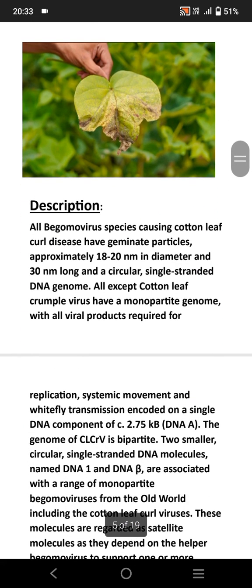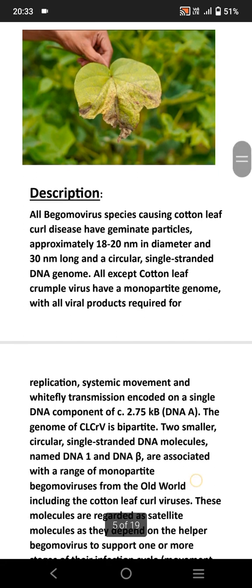Description of cotton leaf curl disease. All begomovirus species causing cotton leaf curl disease have geminate particles approximately 18 to 20 nanometers in diameter and 30 nanometers long and a circular, single-stranded DNA genome. All except cotton leaf curl Bangalore virus have a monopartite genome, with all proteins required for replication, systemic movement, and whitefly transmission encoded on a single DNA component of 2.75 kb.